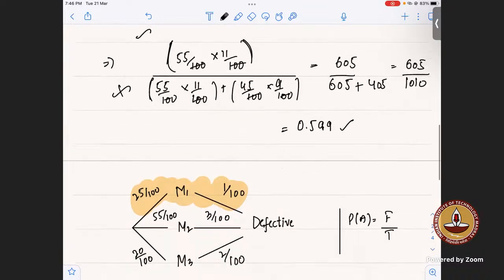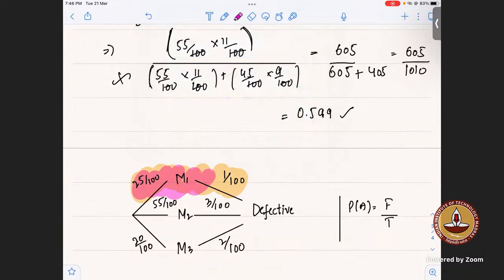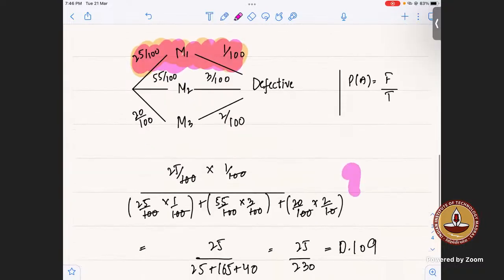So what we favor there is machine one, and our total cases are all the cases in which the screw will be defective. This is just the formula for Bayes rule; you just have to substitute here. The idea I want to give you through these questions is to visualize how this is related to the basic definition of probability. Any doubts in this question, anyone?